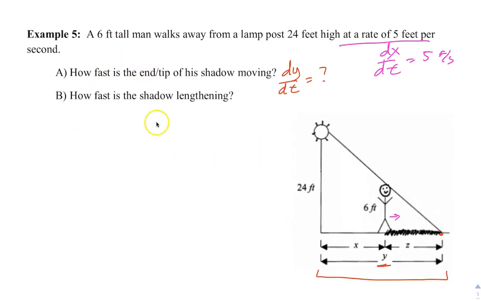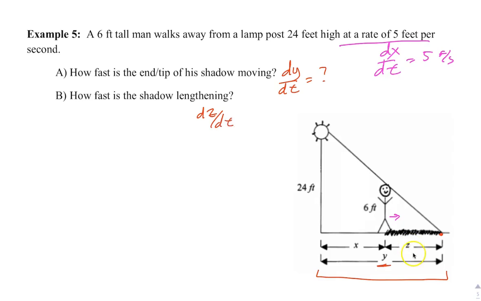And then B, how fast is the shadow lengthening? You can see here I drew in the shadow. Now you could label these differently if you want, but look how I drew in the shadow. It's just like how we did the x here. How far away from that? The shadow is from here to here. That's the length of the shadow. So it's C, so it's going to be dz/dt.